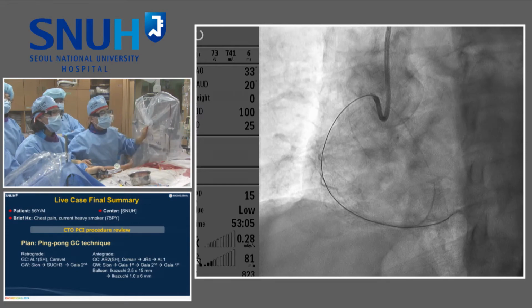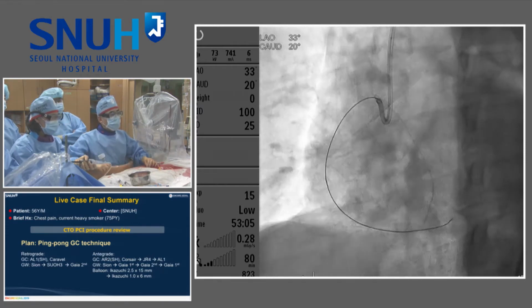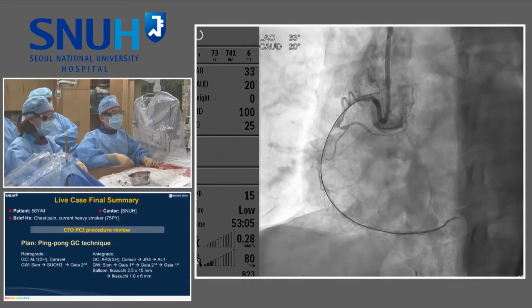Okay, we can see the whole picture. Then we provide IVUS image for you.